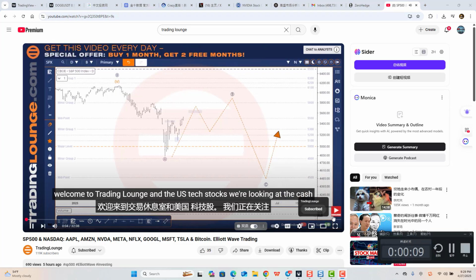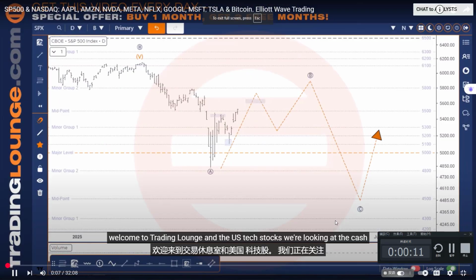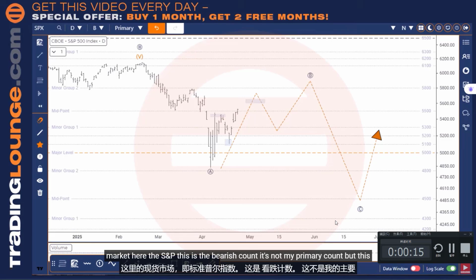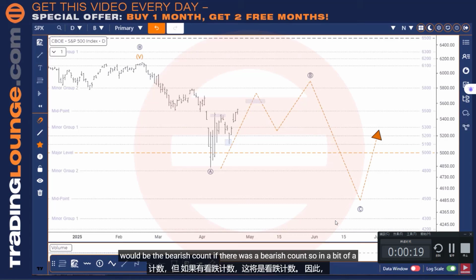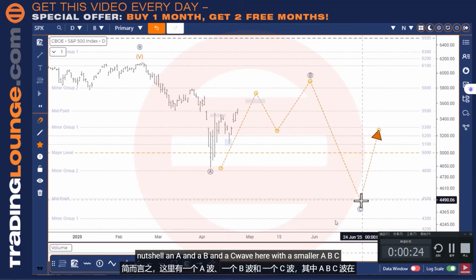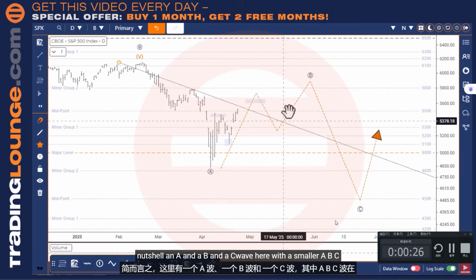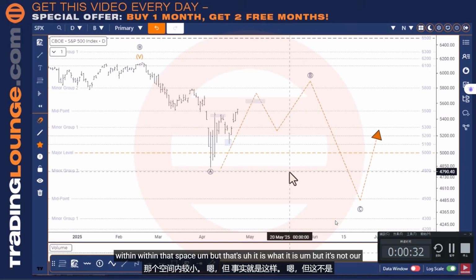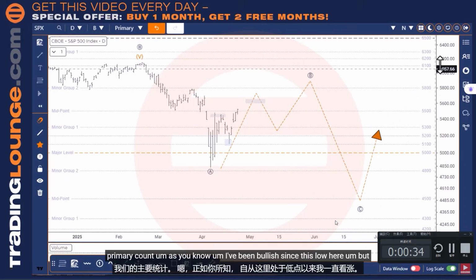Welcome to Trading Lounge and the US tech stocks. We're looking at the cash market here, the SPX. This is the bearish count. It's not my primary count, but this would be the bearish count if there was a bearish count. So in a bit of a nutshell, an A and a B and a C wave here with a smaller A, B, C within that space. But it is what it is, and it's not our primary count.